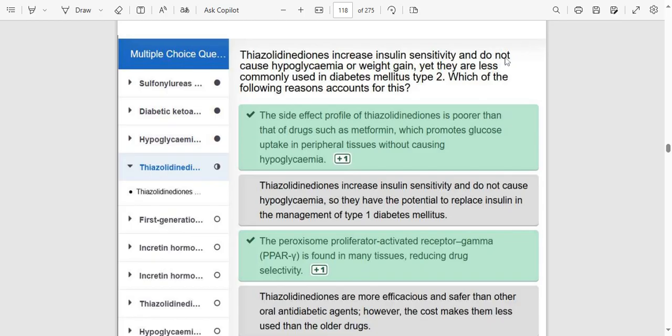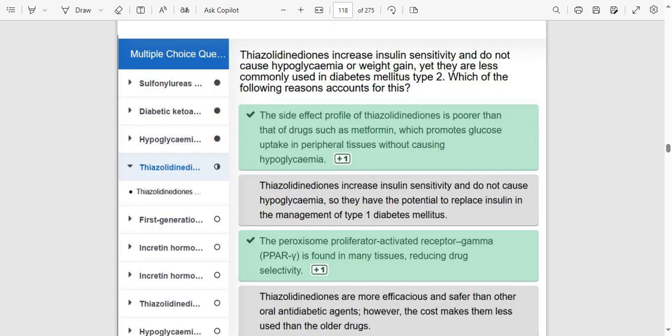TZDs increase insulin sensitivity and do not cause hypoglycemia or weight gain. Yet they are less commonly used in diabetes mellitus type 2. Which of the following reasons accounts for this? The side effect profile of TZDs is poorer than that of drugs such as metformin, which promote glucose uptake in peripheral tissue without causing hypoglycemia.